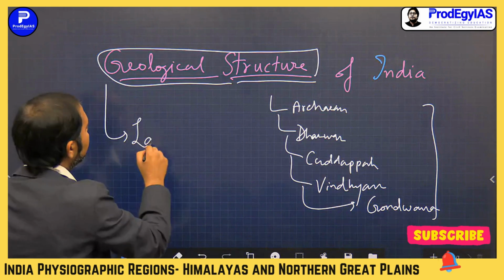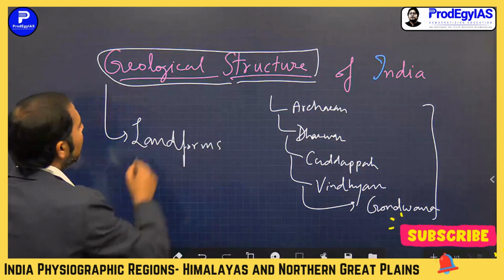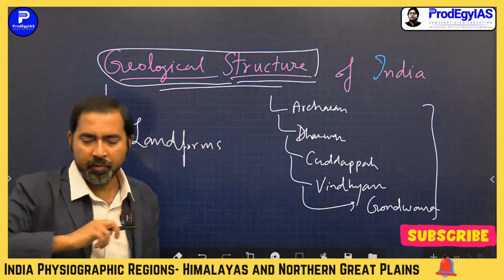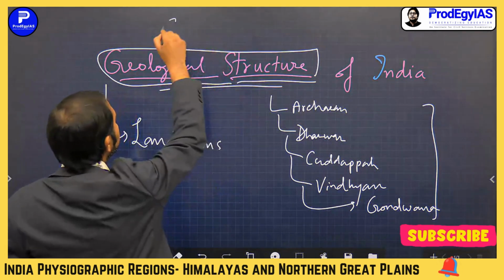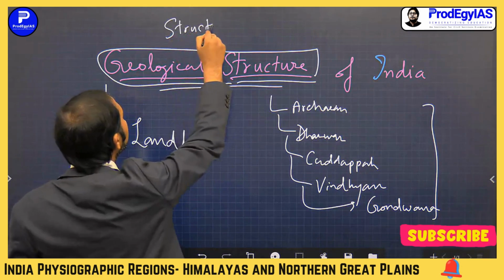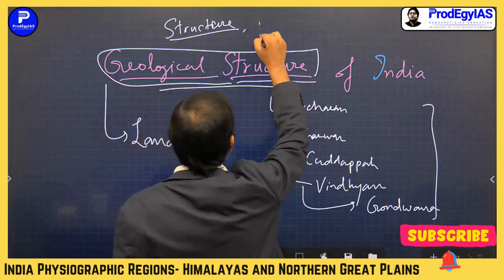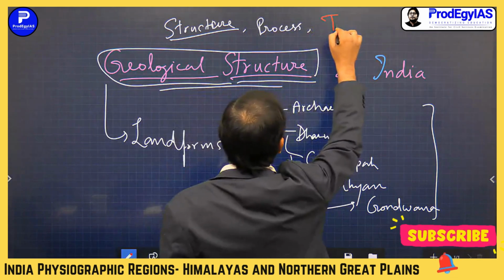what are the different landforms made out of this structure. I have detailed that for any landform, there are three factors which are important. First is structure, second is process, and third one is time or stage.